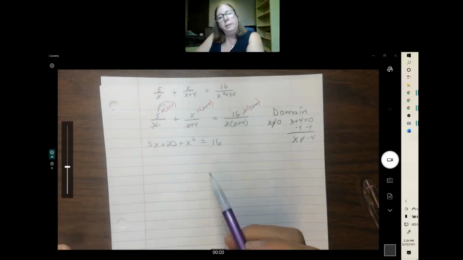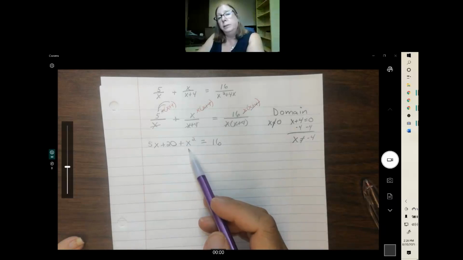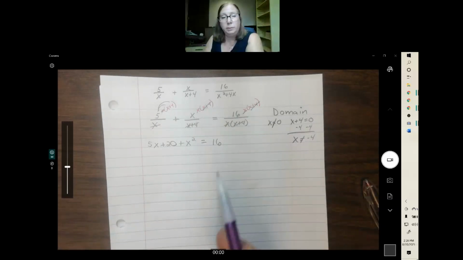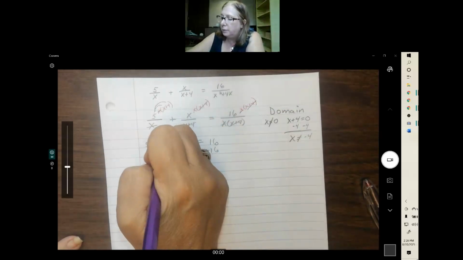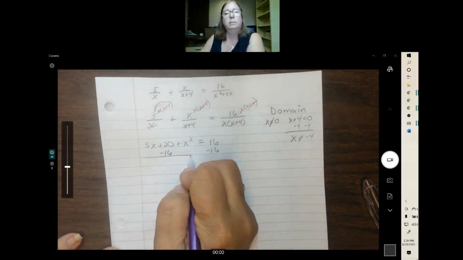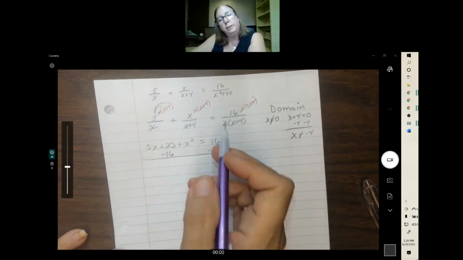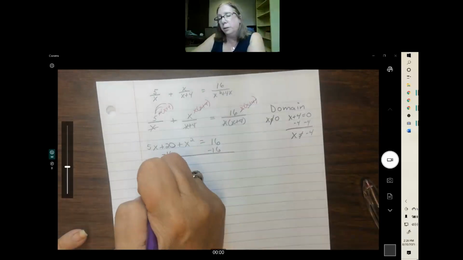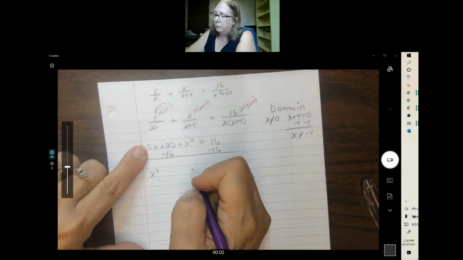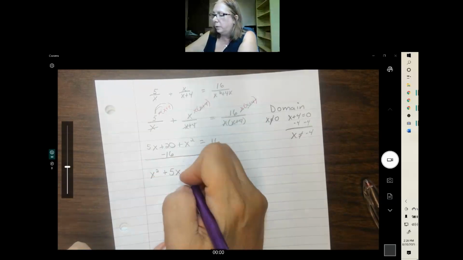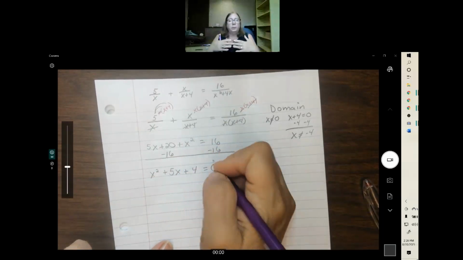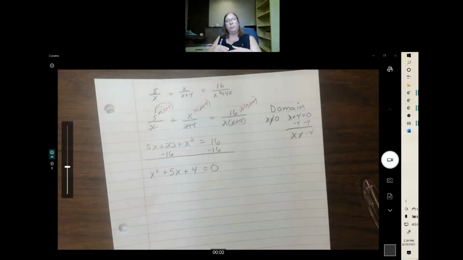In order to be able to factor, we know we have to factor because this is x squared. We also need to get it set equal to 0. So it's up to you if you want to do it at the same time. You could subtract 16 and subtract 16. Well, we know x squared has to go first because it's the leading term, and then 5x. 20 minus 16 gives me a positive 4. So you could do it at the same time, or you can put them in order first and then subtract the 16. Any questions on that?